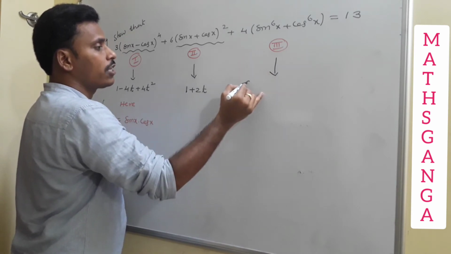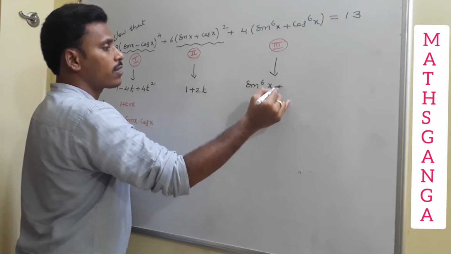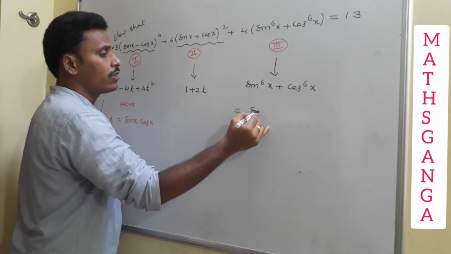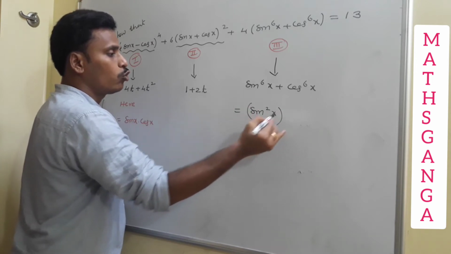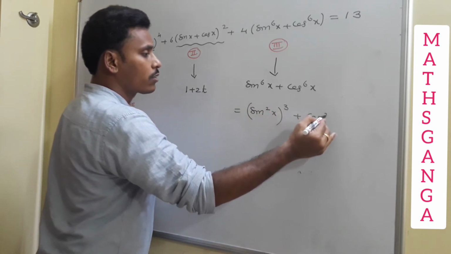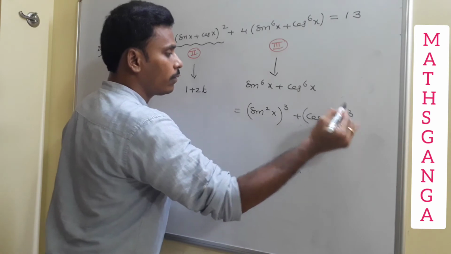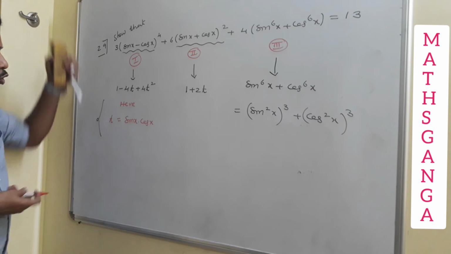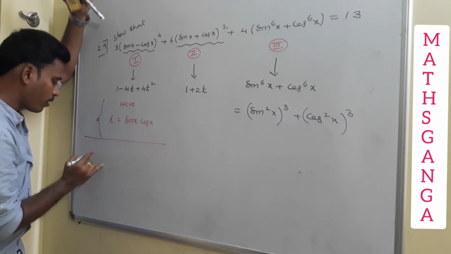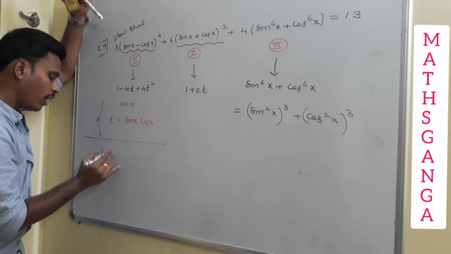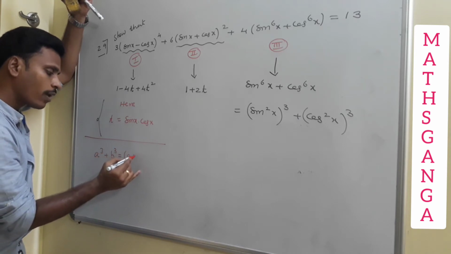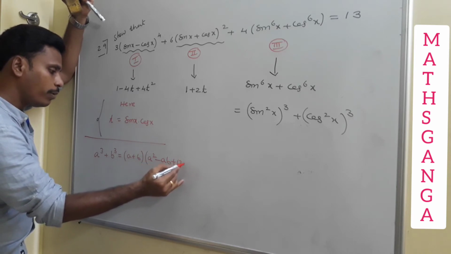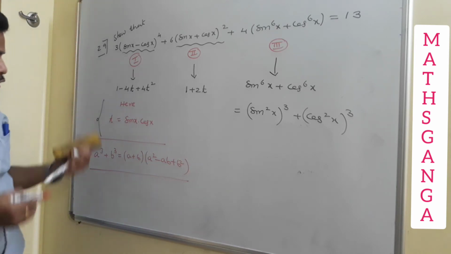Now the third expression is given like this: sin power 6x plus cos power 6x. It can be written as sin square x to the power 3 plus cos square x to the power 3. So here it is of the format a cube plus b cube. Have a look at this. What do you know about a cube plus b cube? I am mentioning the formula here: a cube plus b cube is equal to a plus b times a square minus ab plus b square. This is basically the rule for a cube plus b cube.